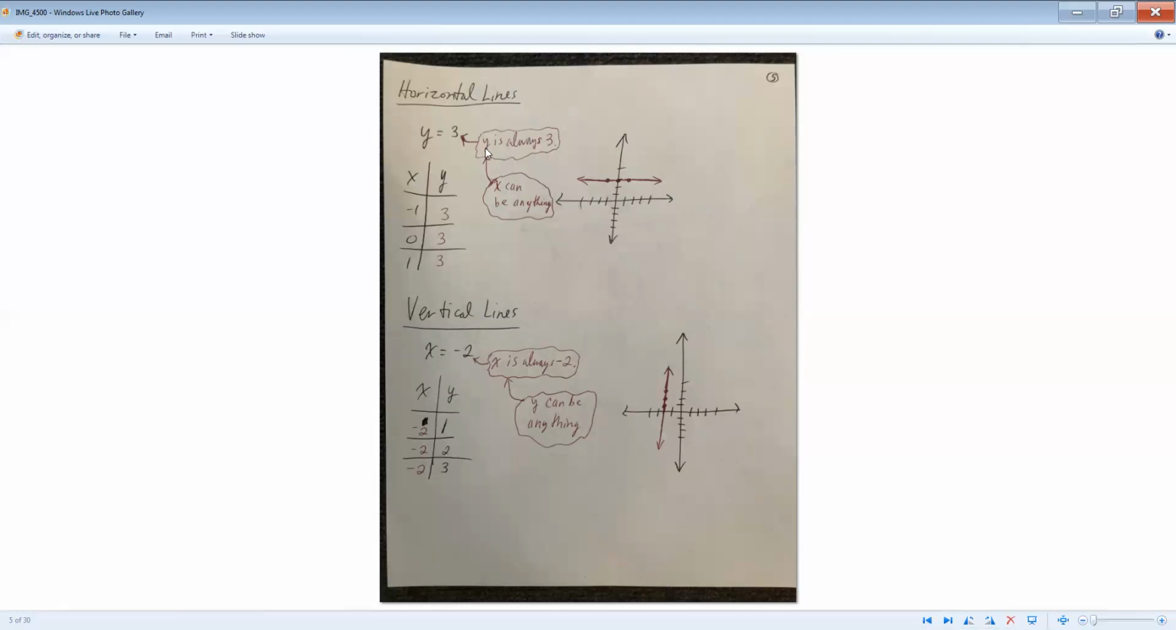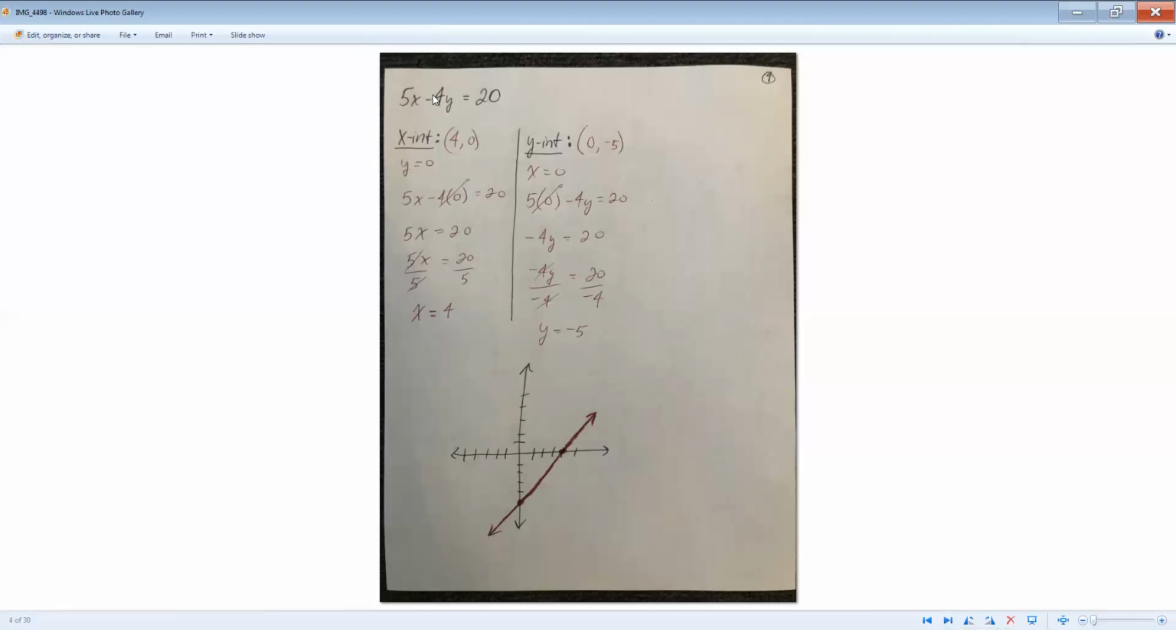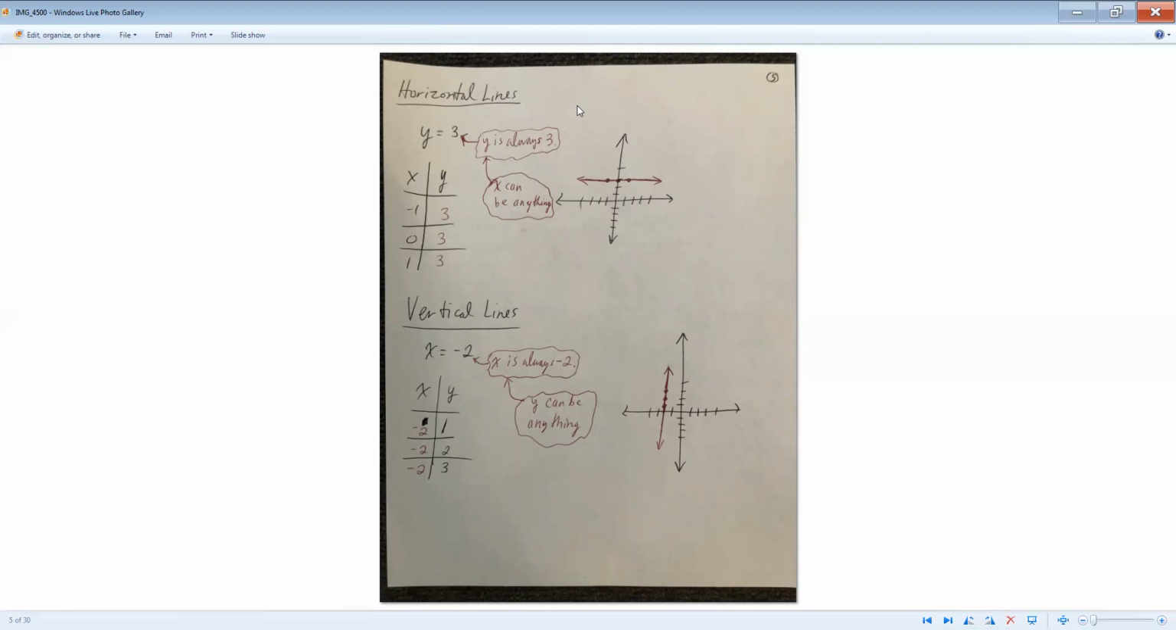Horizontal lines. Notice that in our equations previous to this one, we always had an x and y involved. Whenever you have a horizontal line that's going to be created, all you have is the y in your equation, no x. So here we have y equal to 3. What this says is that y is always equal to 3, and x can be anything. So no calculation, just observation. x can be anything, but y is always going to be 3.